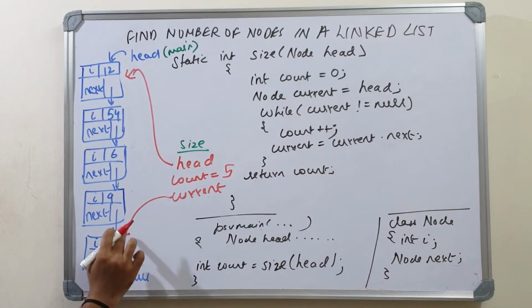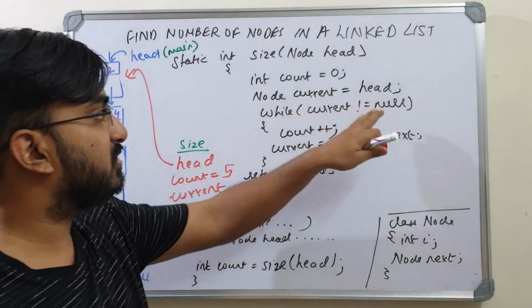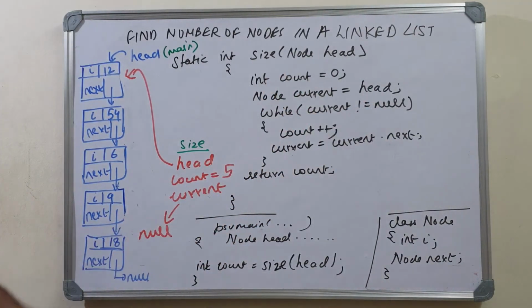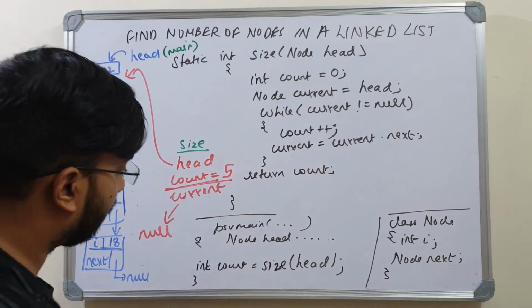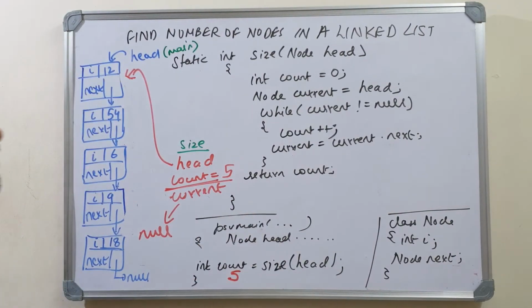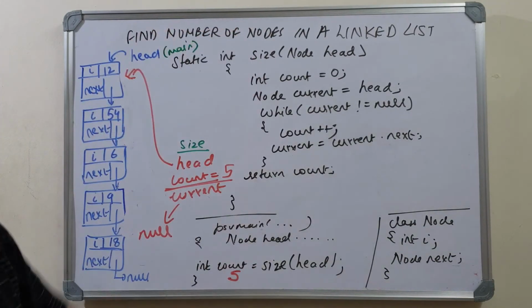Current dot next is null. So current becomes null. You go back to check for the while loop condition. Current is not equal to null is false since current got null. You return the count. So you return the value 5. And in the main, you get the value of count as 5. So this is how you find the size or the number of nodes in a linked list.